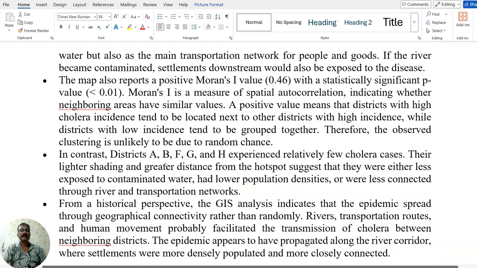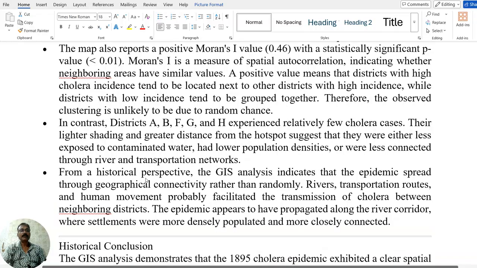In contrast, districts A, B, F, G, and H experienced relatively few cholera cases. Their lighter shading or greater distance from the hotspot suggests that they were either less exposed to contaminated water, had lower population densities, or were less connected through river and transportation networks. From a historical perspective, the GIS analysis indicates that the epidemic spread through geographical connectivity rather than randomly. Rivers, transportation routes, and human movement probably facilitated the transmission of cholera between neighboring districts.